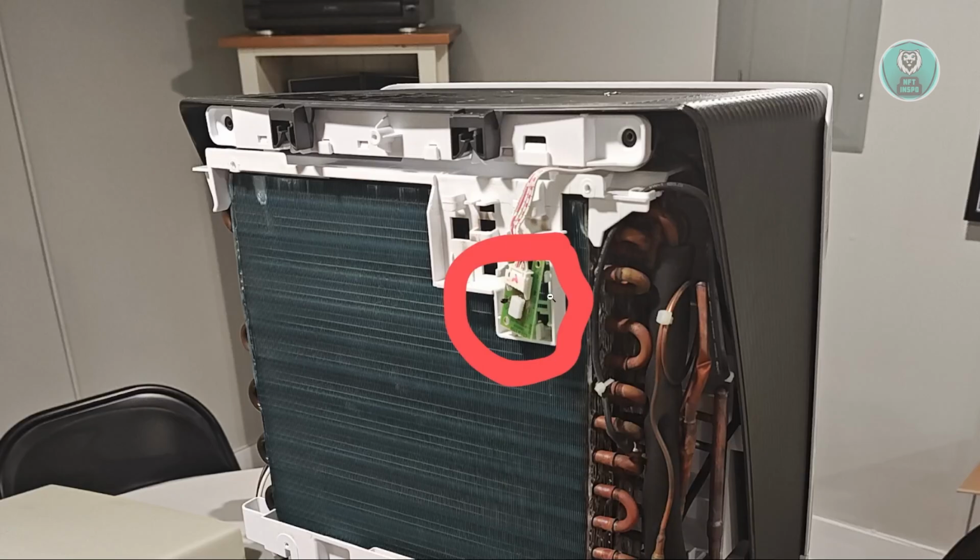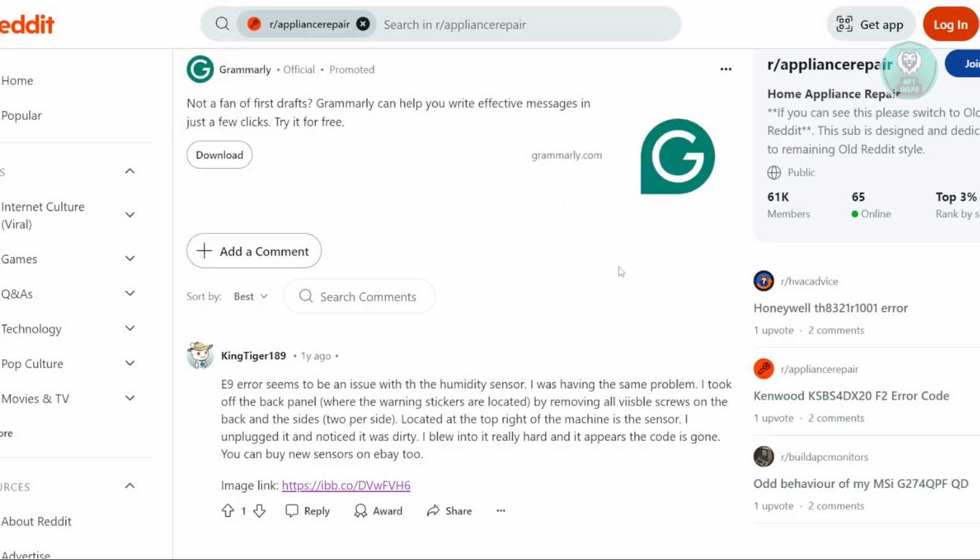This is from the user itself. They just cleaned it because they noticed that it was quite dirty. It might also mean that your sensor is faulty. If that's the case, you can order some online. But in this case, that's about it.